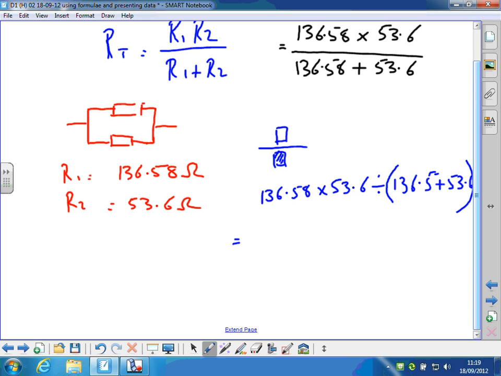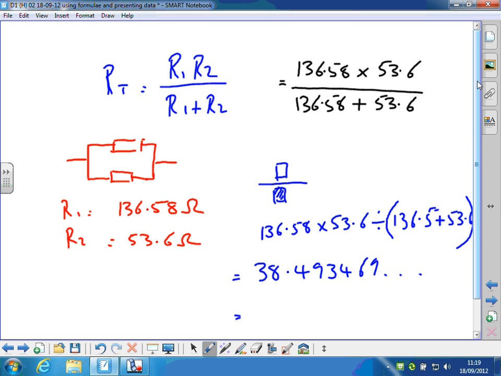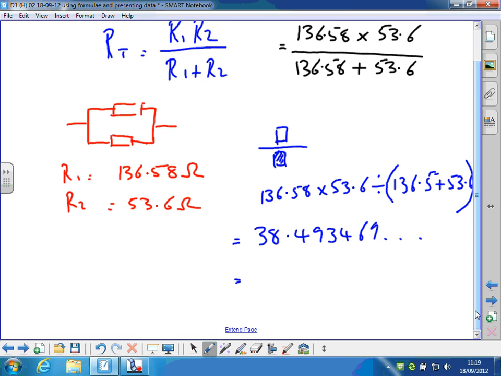And then I get the answer, which is, as you had on my calculator, 38.4934, oops, 69, and so on. But now you're going to round it to an appropriate number of significant figures, which is 3, because we might have 5 there, but we've only got 3 here. So well done. The rule of thumb is go to the least accurate one, or maybe one more. So you could have gone to 4. And so what is it to 3 significant figures?